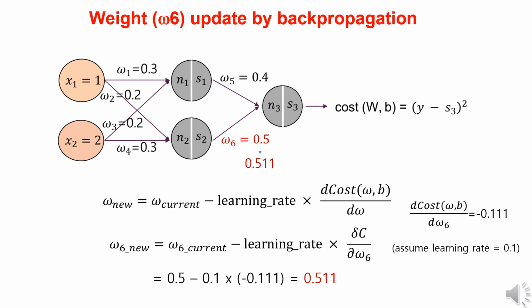Assuming a learning rate of 0.1, we multiply 0.1 by the partial derivative of the cost function with respect to omega 6, which we calculated earlier as negative 0.111. Subtracting this result from the current value of omega 6, which is 0.5, gives us a new omega 6 of 0.511. Therefore, omega 6 is updated from 0.5 to 0.511.